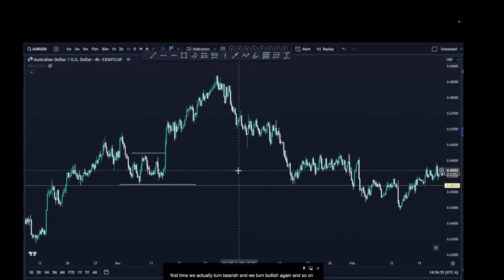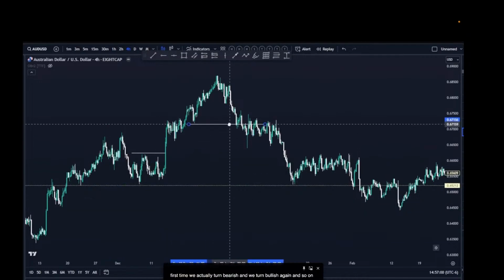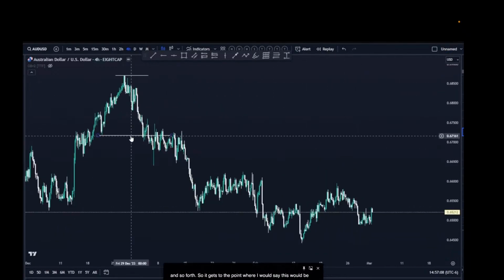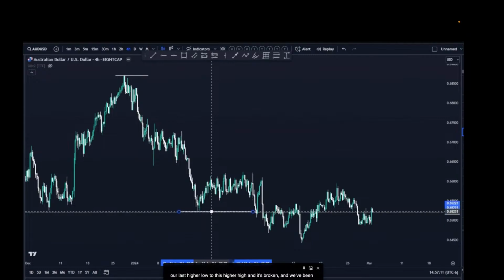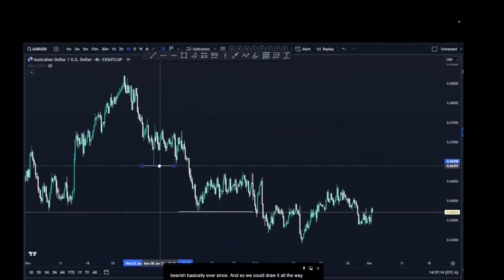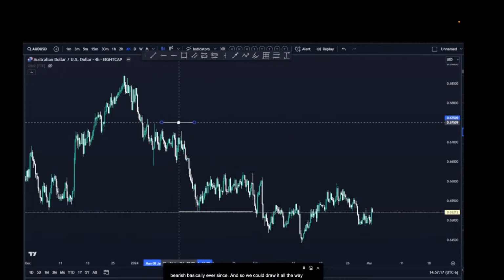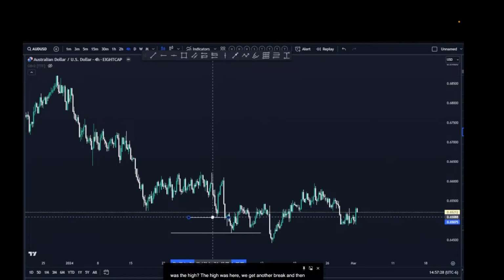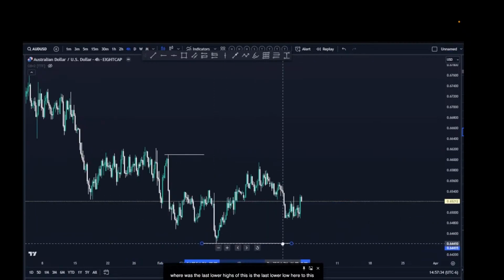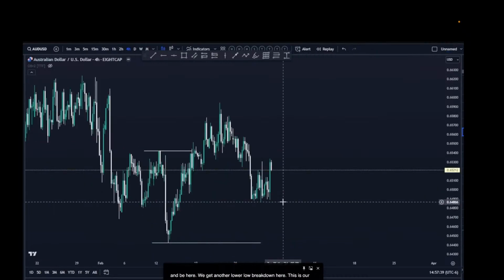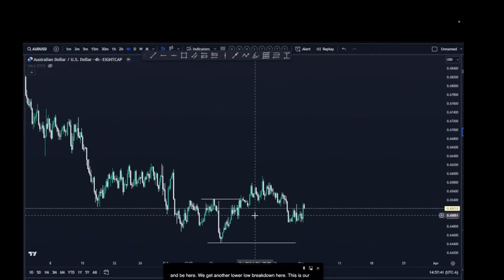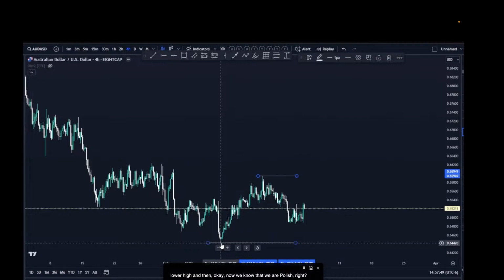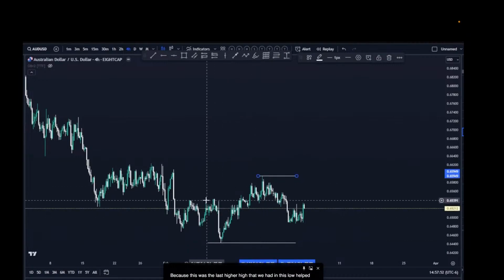So it gets to the point where I would say this would be our last higher low to this higher high, and it's broken, and we've been bearish basically ever since. And so we can draw it all the way down here. This would be the last lower low to this lower low. And so where was the high? The high was here. We get another break, and then where was the last lower high? So this is the last lower low here to this, and it'd be here. We get another lower low break down here. This is our lower high. And then, okay, now we know that we are bullish, right? Because this was the last higher high that we had, and this low helped form this entire move that broke this structure.